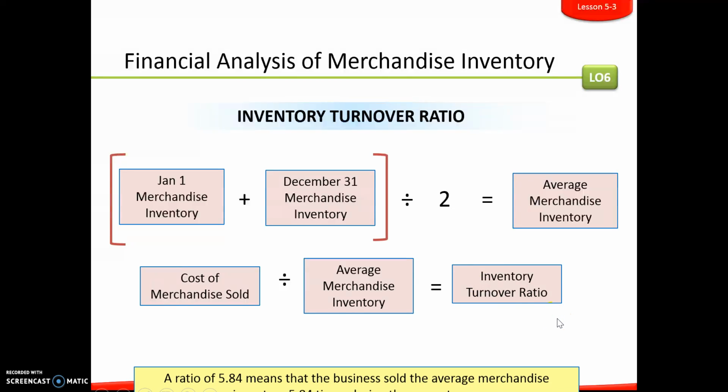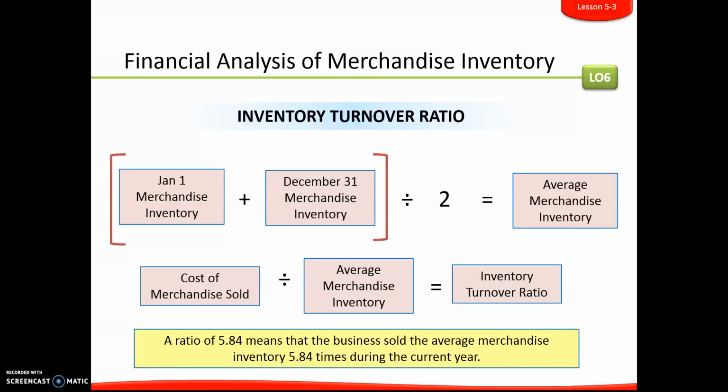Your ratio will look something like this. It could be 5.84, it could be 6.32, whatever it happens to be. That ratio means that the business sold the average merchandise, remember this right up here that we found, 5.84 times during the current year. So whatever your average merchandise on hand is, you divide your cost of merchandise sold by that, and that will tell you how many times you sold that average merchandise during the current year.